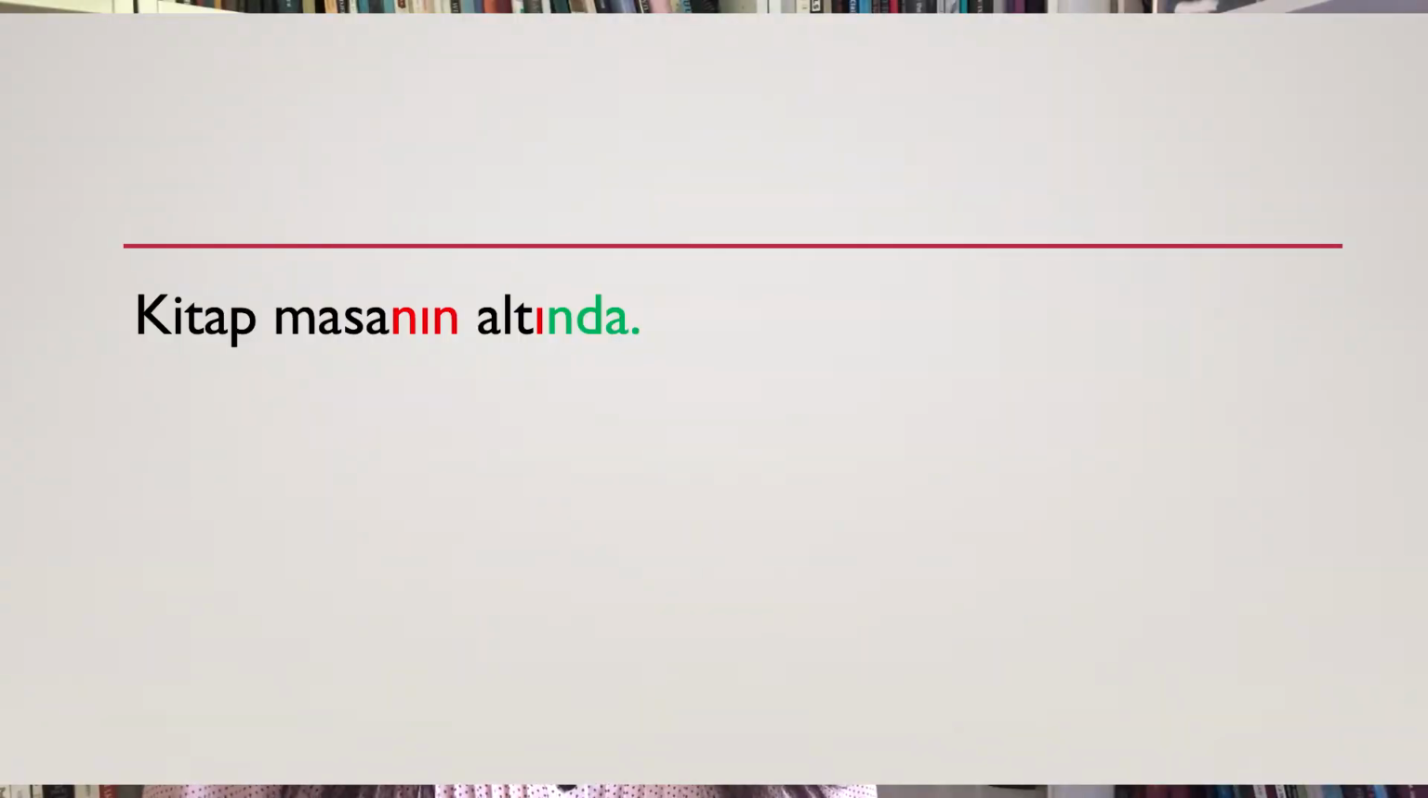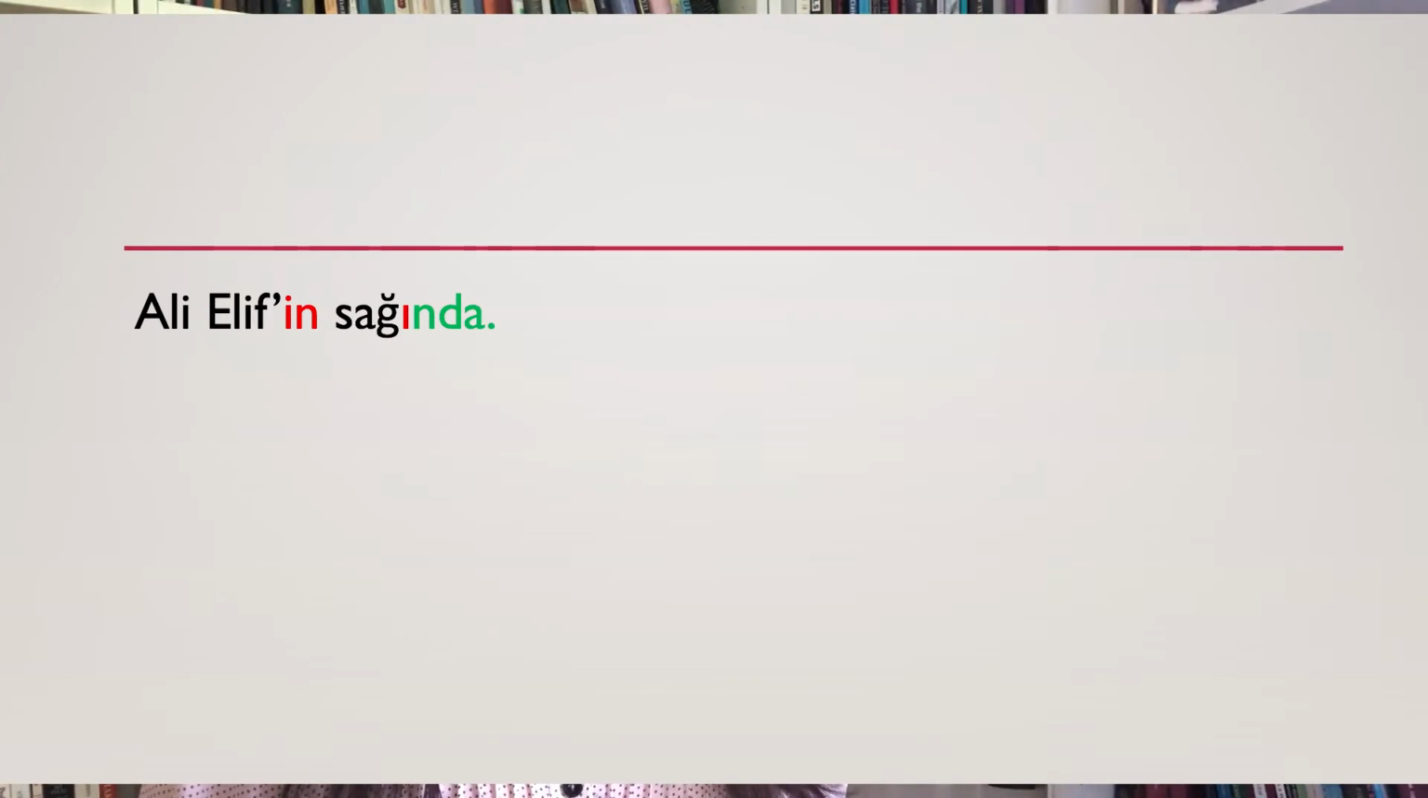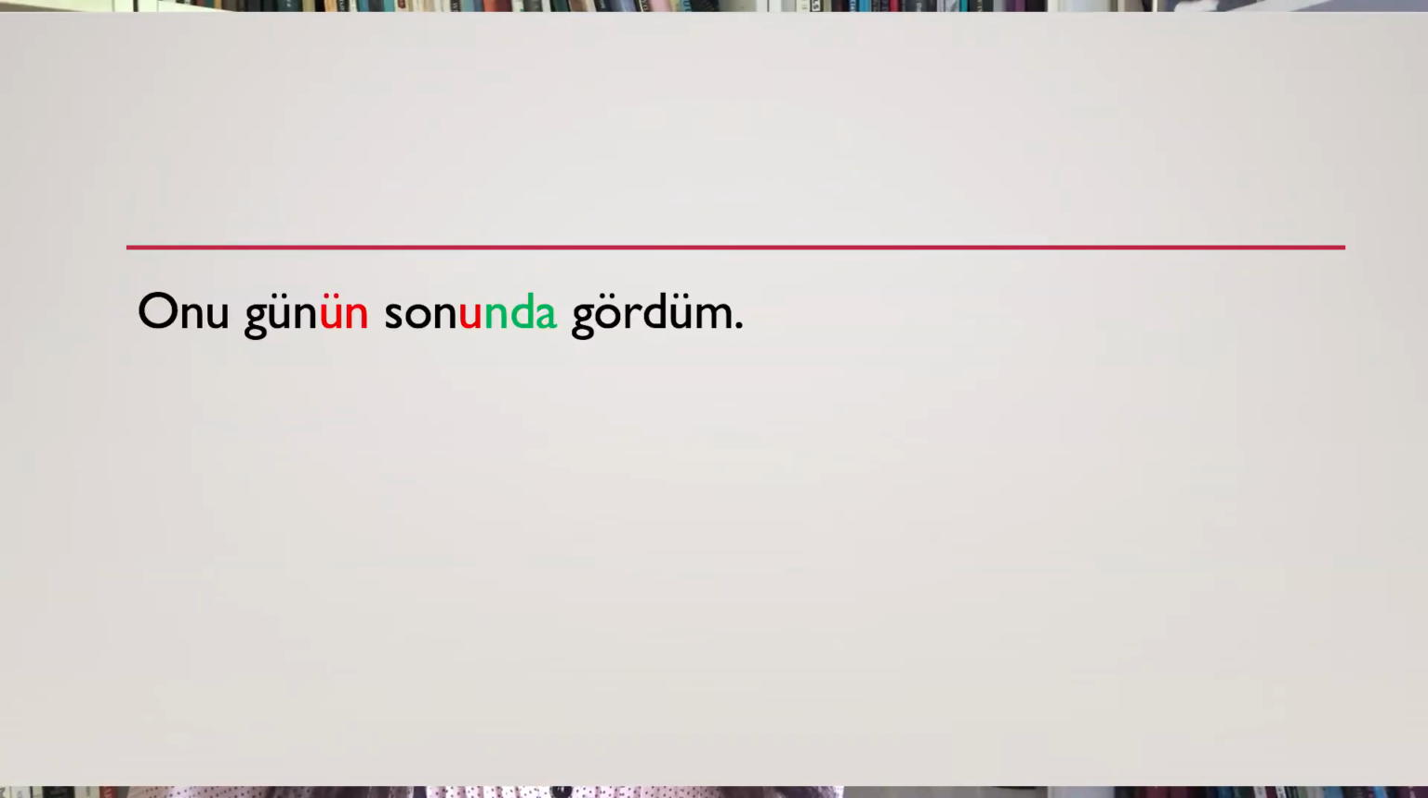So let's put them in sentences now. We're going to say the book is under the table. Kitap masanın altında. We're going to say the chair is in the middle of the room. Sandalye odanın ortasında. We're going to say Ali is on Elif's right. Ali Elif'in sağında. And we're going to say I saw him at the end of the day. Onu günün sonunda gördüm. So this is how you put them in sentences.